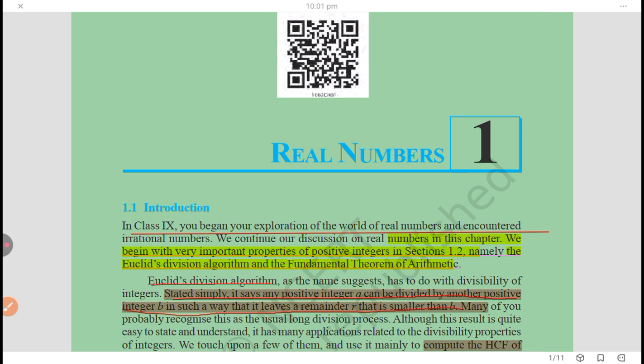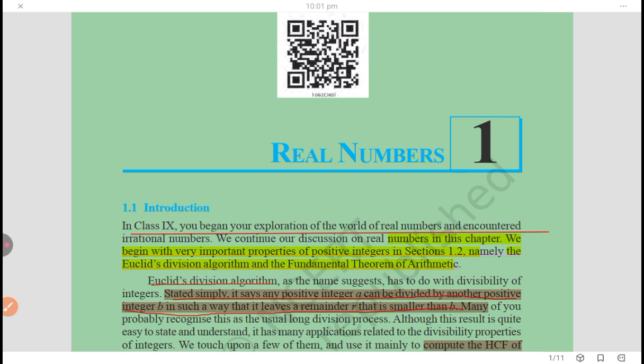Today we'll discuss real numbers. That is chapter number 1 of 10th class mathematics. In class 9, we have studied some real numbers and encountered irrational numbers.